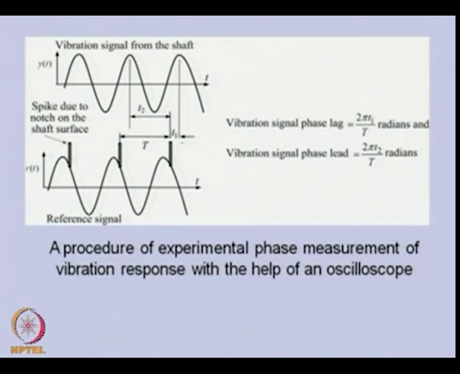We can represent it as a lag or lead. If we want lead, then maybe we need to take another time, but consistently we need to follow a fixed procedure. So if we are taking from this spike to the next peak, that time duration is the phase. In all signals we should follow the same procedure, then the measurement of the phase will be consistent.